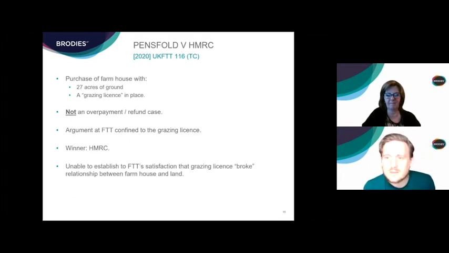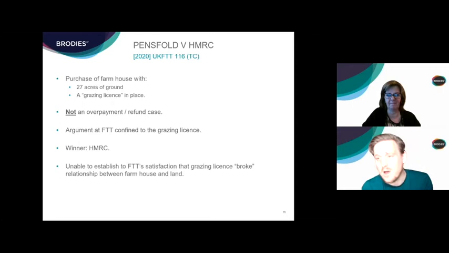Next case, and this one is a bit of a shocker, and it's a shocker for two reasons. First of all, it is the purchase of an actual farm, including 27 acres of fields, over which there was a grazing license with an adjacent farmer. And secondly, this is not an overpayment case, and this is Pensfold against HMRC. In fact, the property they bought was called Pensfold Farm, so one can only imagine that there was a tax return that went in the name of Pensfold Farm, and HMRC decided to inquire and challenge against it.